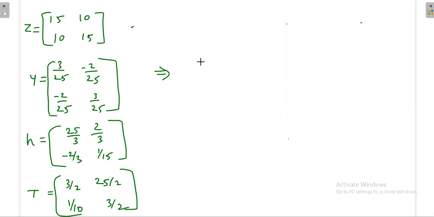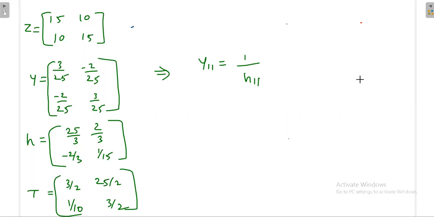This is 3 by 25. That means y11 is equal to 1 by h11. Can I write like this, sir? y11 is equal to 1 by h11. Is it correct? Please respond. Okay, so y11 is equal to 1 by h11. Then is it really correct? That I have to verify.